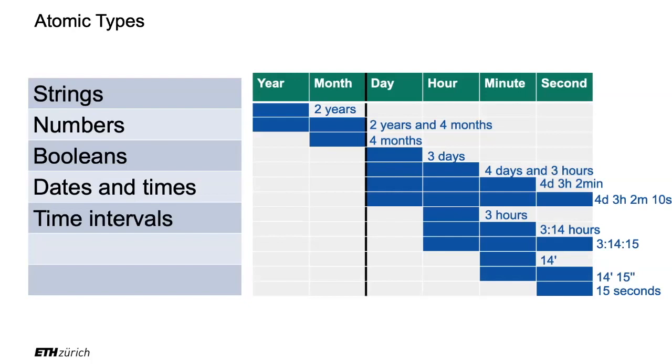Then you have intervals. What is an interval? Well, for example, here are the examples. That's much easier to show you the examples. So 2 years is an interval. 2 years and 4 months is an interval. 4 months is an interval. 3 days. 4 days and 3 hours, 4 days, 3 hours and 2 minutes, 3 hours or 14 minutes or 14 minutes and 15 seconds. These are intervals.